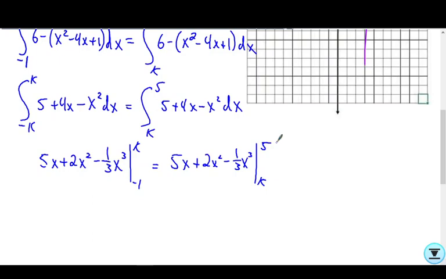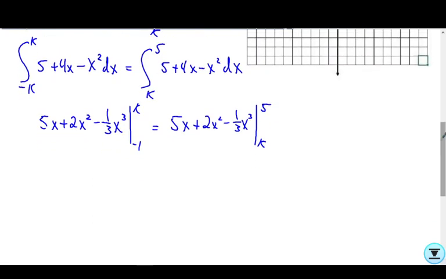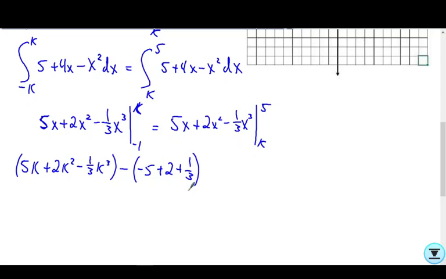So the antiderivatives are the same, and we're basically going to evaluate them the same. The only difference is which one we plug in first and which one we plug in second. So here we go. In this one, we're plugging in the top, k, first. So we get 5k plus 2k squared minus 1/3 k cubed, minus, this is -5 plus 2 plus 1/3, when we plug in -1.